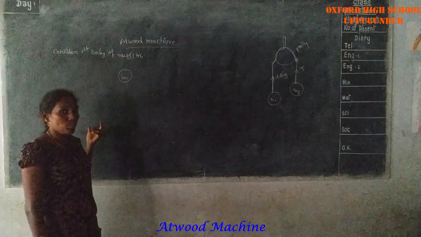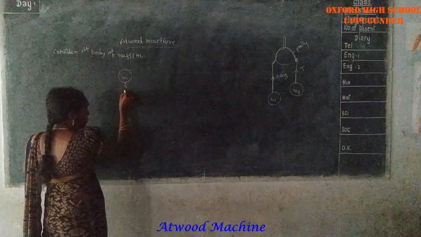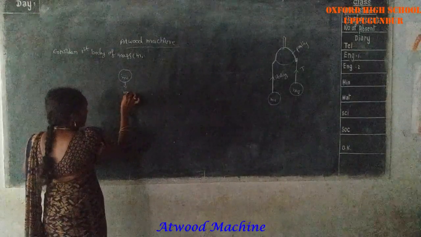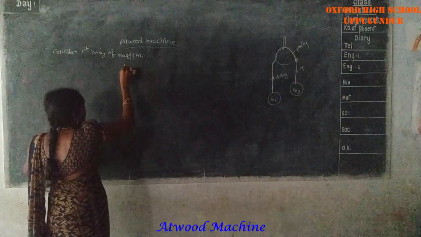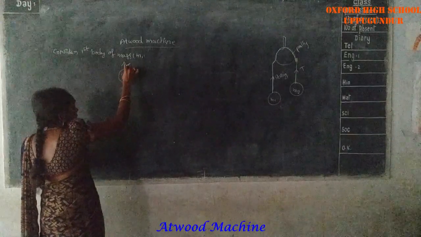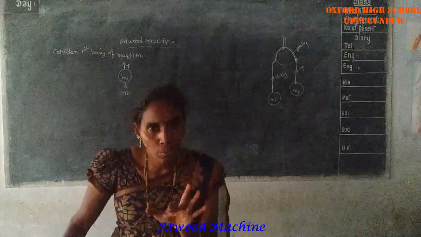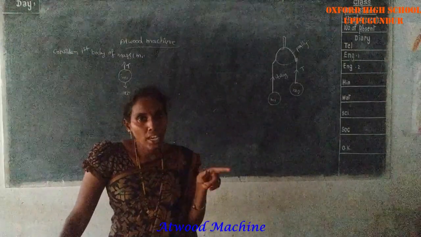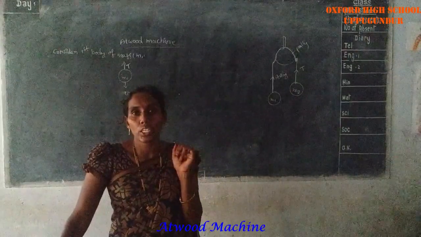Any body which is in motion has two forces acting. The first one is a downward force. Here the weight of the body is acting in the downward direction, that is W. And the upward force is the tension force or the normal force. Normal force is different from the tension. Normal force is acting in the upward direction and tension force is also acting in the upward direction.